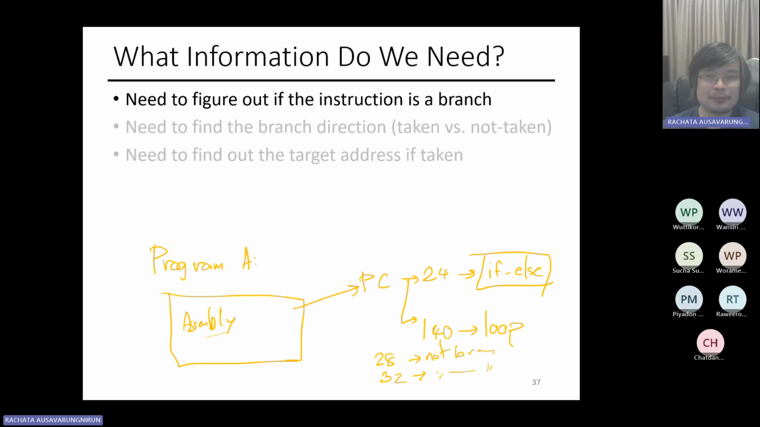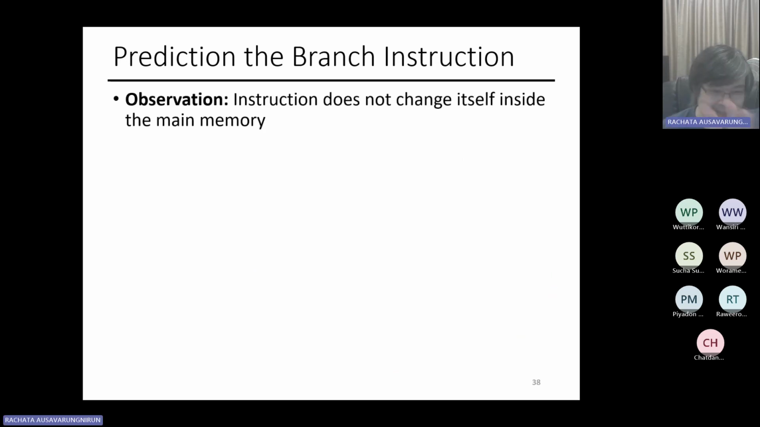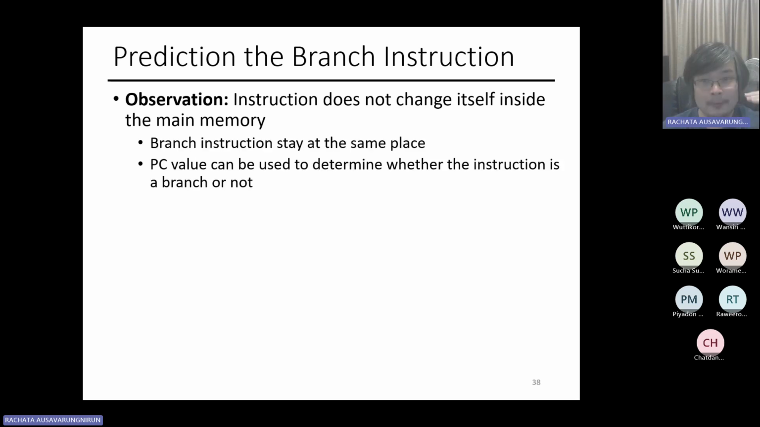So if this is our observation, what can we do to predict whether an instruction is a branch or not? We can store the location of the branch that you saw, right? Basically, the instruction doesn't change itself. The program doesn't modify itself when it's inside the main memory. So one thing you can do is, the branch instructions stay at the same place. Whenever you see the program counter that points to the branch instruction you've seen before, you know for sure that's a branch.